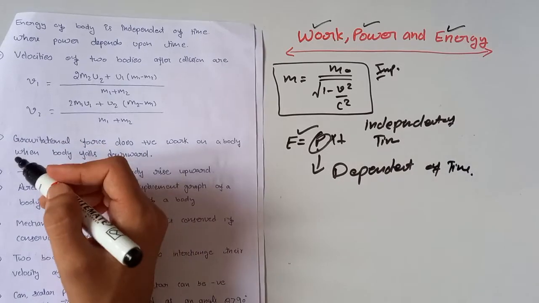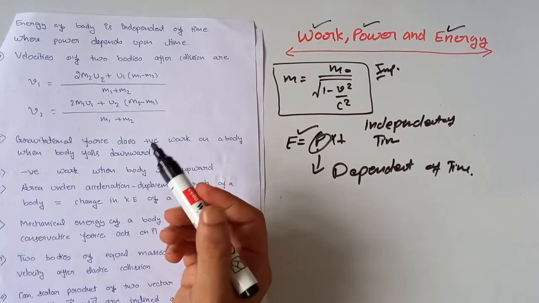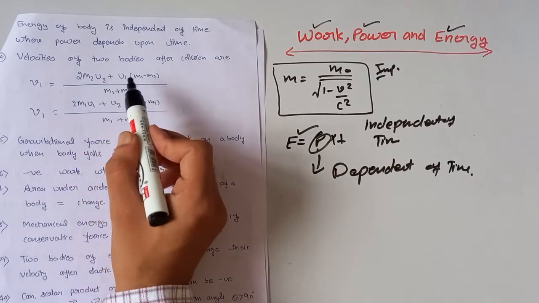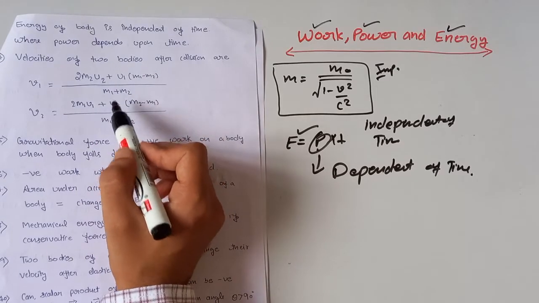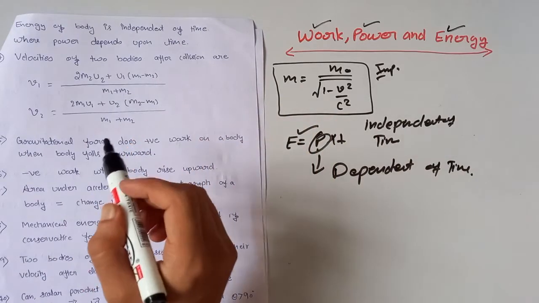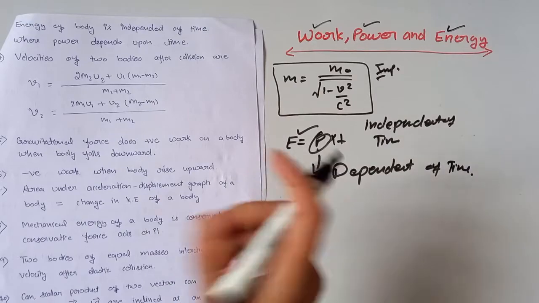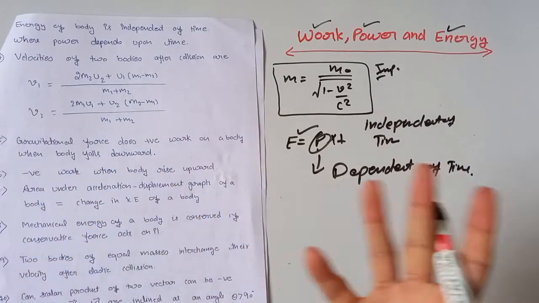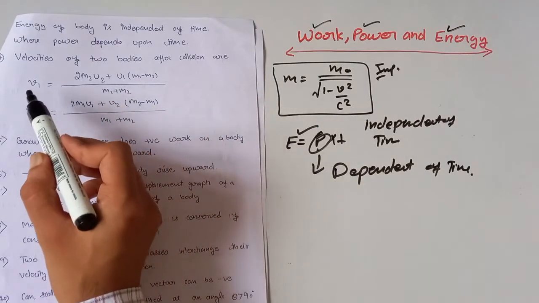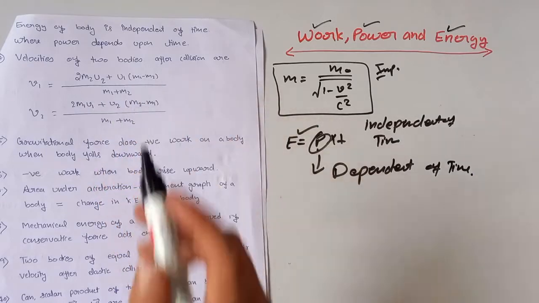Now, velocities of two bodies after collision, where v1 is given by 2m2u2 plus u1 into m1 minus m2, divided by m1 plus m2, where m2 is the mass of the second body and m1 is the mass of the first body. And u1 and u2 are the velocities before collision, and v1 and v2 are the velocities after collision. These are the velocities of two bodies after collision, where v1 is equal to 2m2u2 plus u1 into m1 minus m2, divided by m1 plus m2.